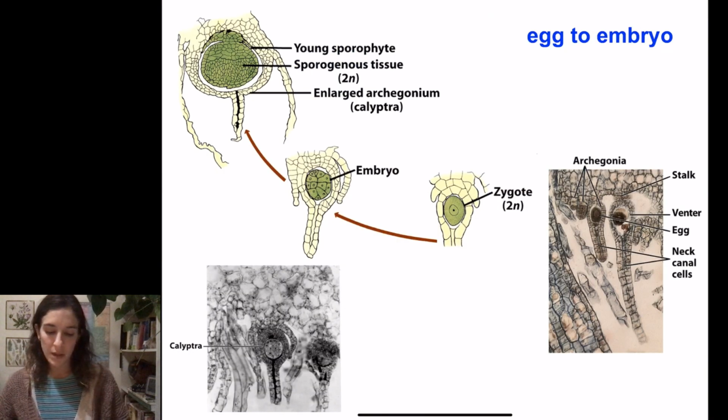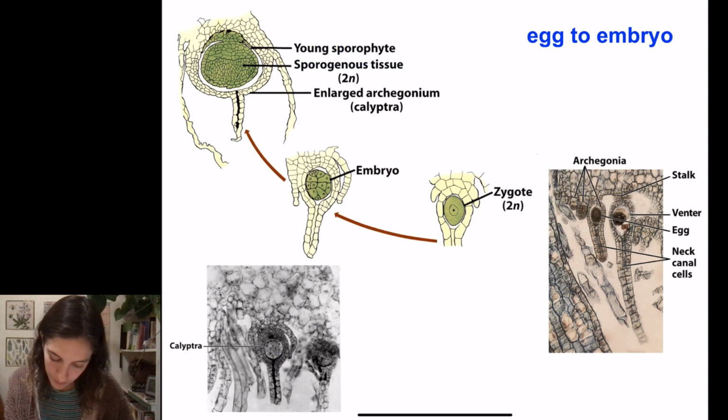And I just wanted to be clear about this egg to embryo thing. We've got an egg, which is haploid, inside of an archegonium, right? And so here I'm going to circle the entire archegonium in green. Okay. The egg is that haploid part.